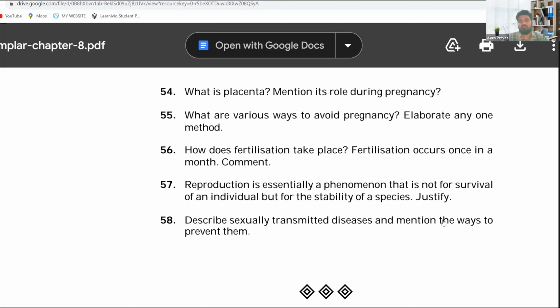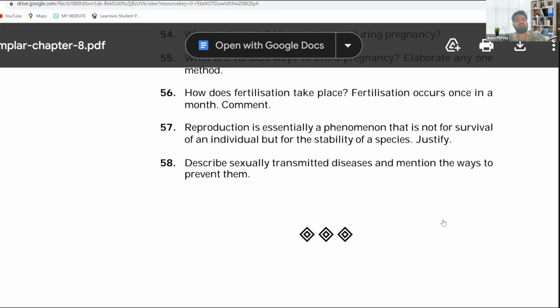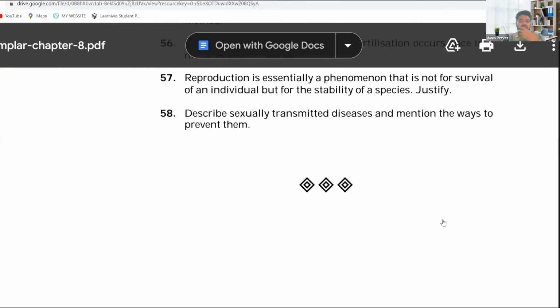Very good answer. Next is, discuss sexually transmitted diseases and mention the ways to prevent them. We have discussed that those diseases that are transmitted from one person to another during sexual intercourse are called sexually transmitted diseases, and there are various means to prevent them. One is the barrier methods.